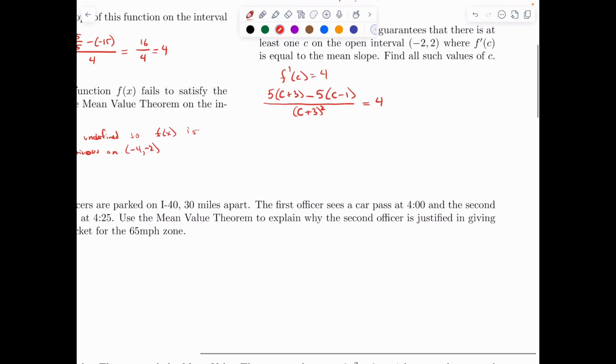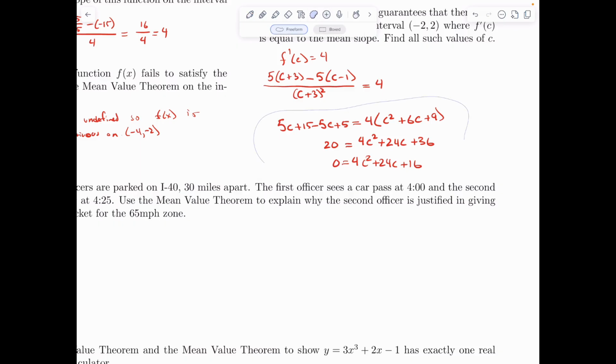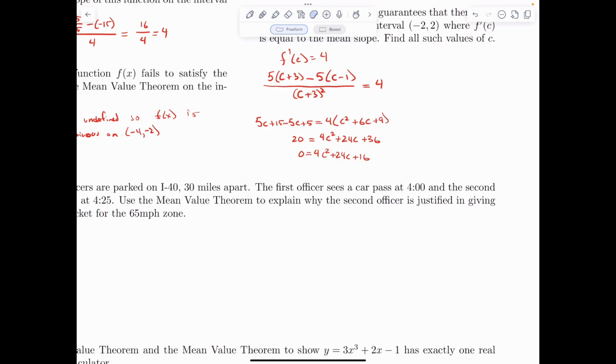So we have to do a little bit of algebra here. So I guess I'll just bite the bullet and do it. So I'm squaring this binomial. So let's see, those cancel each other. And this ends up being 20 over here. And we can move the 20 over. So 0 is equal to 4c squared plus 24c plus 16. I'm going to have to slide this over a bit and make room. So let's go ahead and factor.